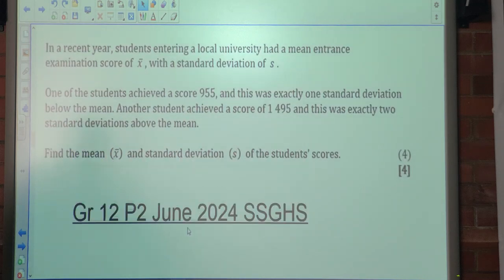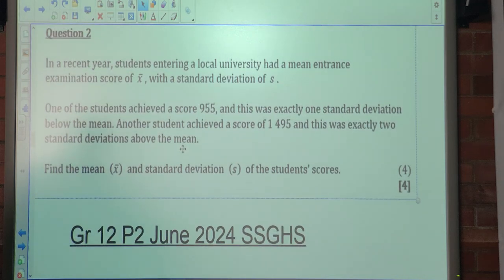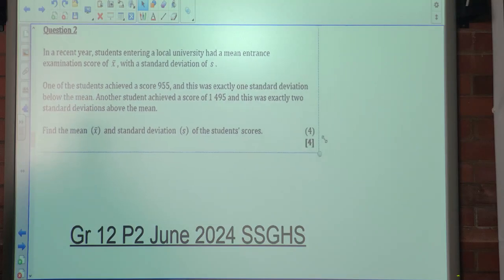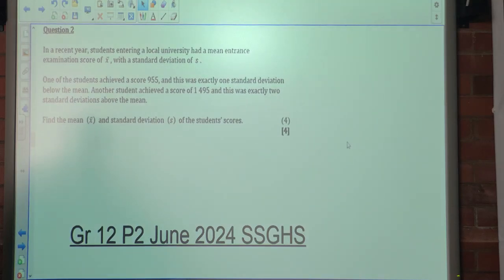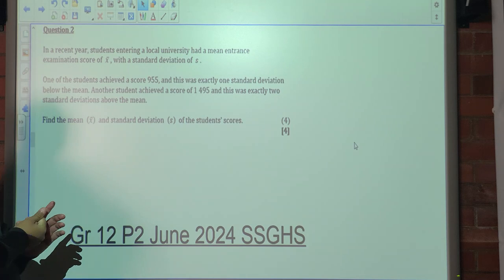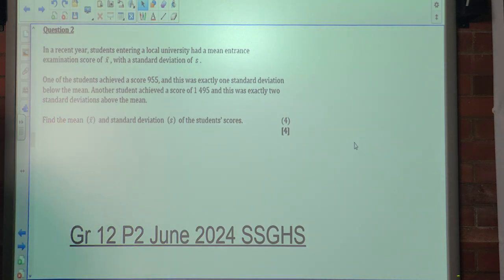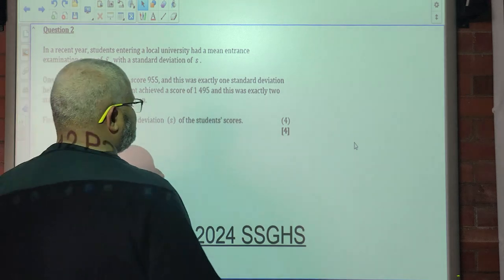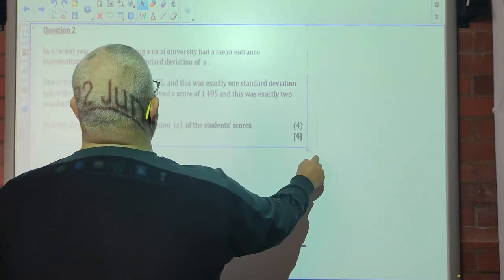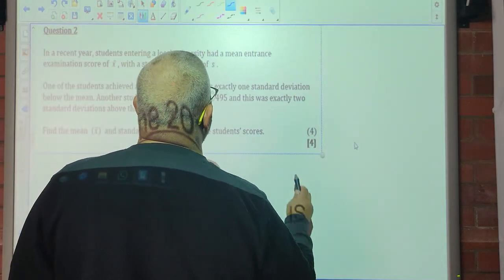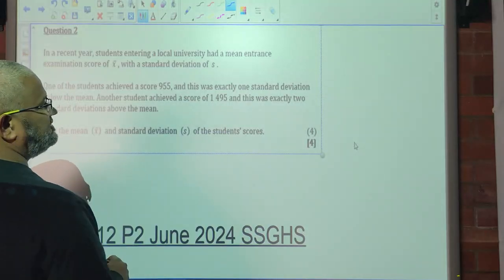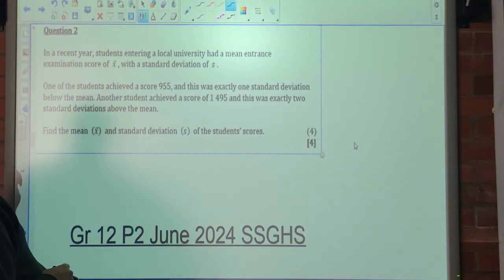Question 2. We are told that in a recent year, a student entering a local university had a mean entrance examination score of x bar, or the mean, with a standard deviation of s. One of these students achieved a score of 955, and was exactly one standard deviation below the mean.